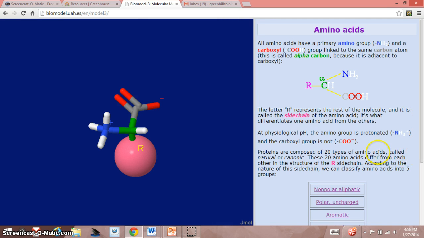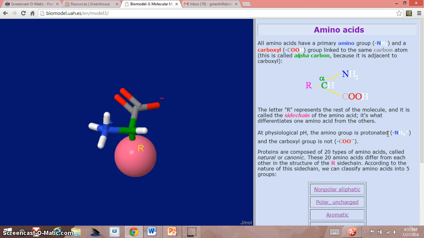One of the things that I want to point out to you is that at physiological pH, that's the pH of our bodies, the amino group is protonated, which means it gets a proton, and the carboxyl group is not. So they're going to show them as NH3+, and the carboxyl group, instead of being shown as COOH, is going to be shown as COO-.